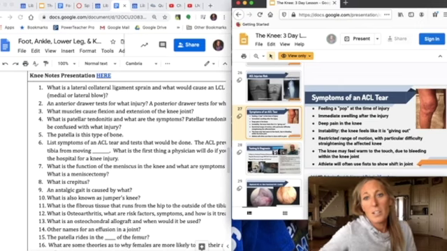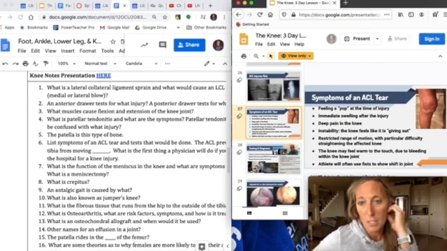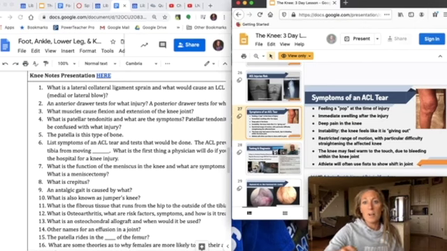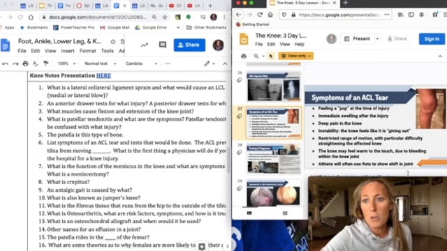Symptoms of an ACL tear. Feeling a pop at the time of injury. This is very common. It can be a loud pop. Other people, your teammates, can hear this pop oftentimes. Immediate swelling after the injury in that joint. Deep pain in the knee. Instability, that feeling of giving out. Like I said, I felt like I had a baby giraffe leg when I tore my ACL. A restricted range of motion.